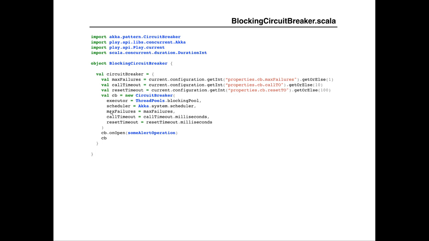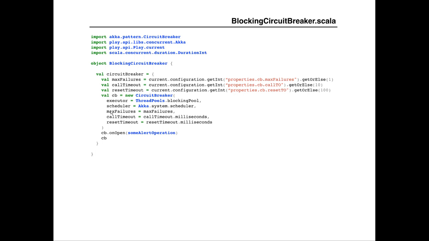So in this case, you can see what I was talking about. We have a blocking circuit breaker. I'll get into thread pools in a second, but basically I've set up this blocking circuit breaker, and it protects all of the operations that I do on my blocking pool out to external blocking I/O. And I'm pulling out some max failures, call timeout, and reset timeout from a property file. So this can be tuned in different environments, especially for testing.